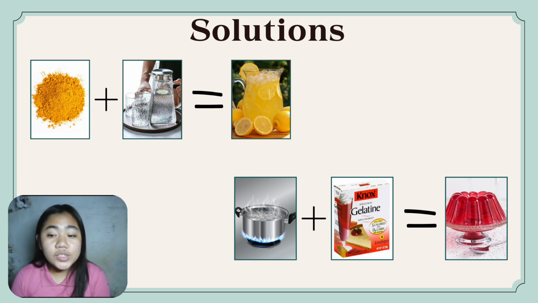So here are more solutions to give a better idea about the composition of solutions. First we have our solute, which is the lemon juice powder, with our solvent, which is the cold water, and their solution is lemon juice. Next, we have boiling hot water for our solvent and gelatin powder for our solute, and their solution is gelatin.